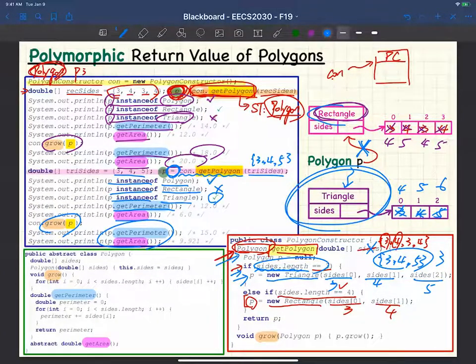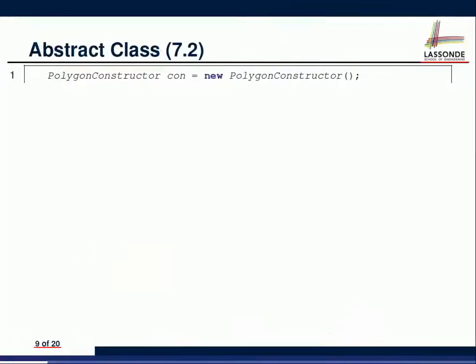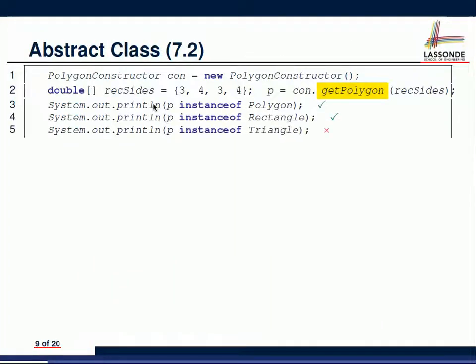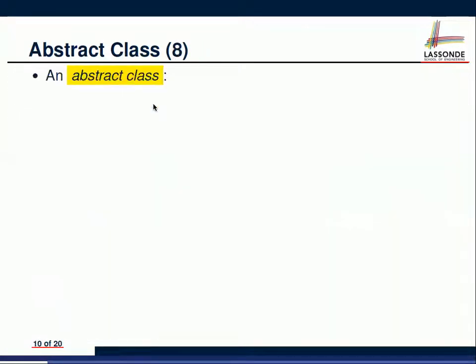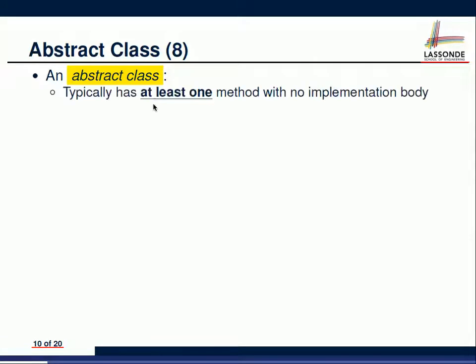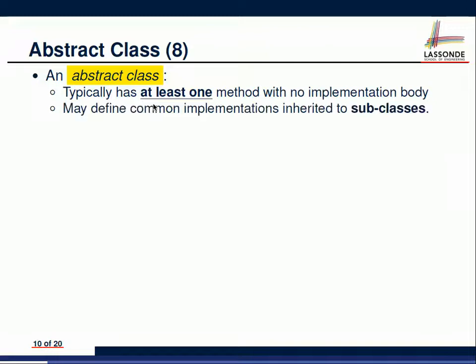Let me summarize the abstract classes. Okay, that's something we just saw. What would be an abstract class? Basically, you've got at least one method that has no implementation, at least one. That means you're expecting the subclasses to implement those abstract methods, if any.